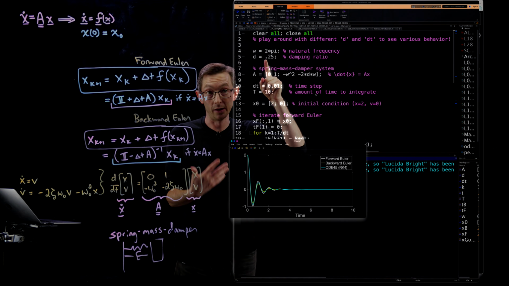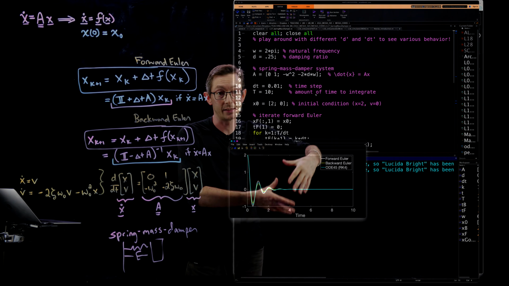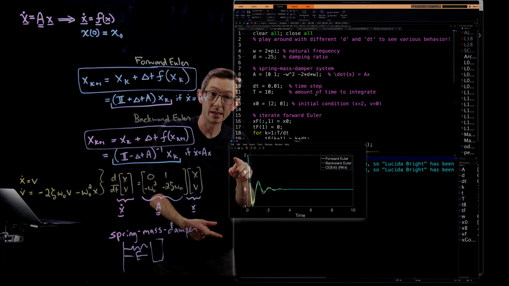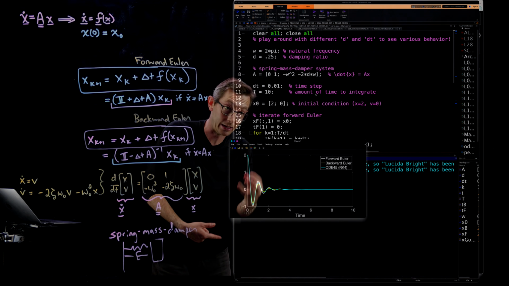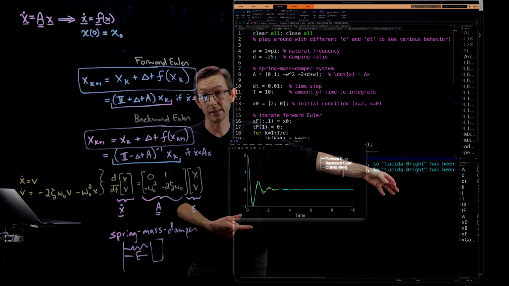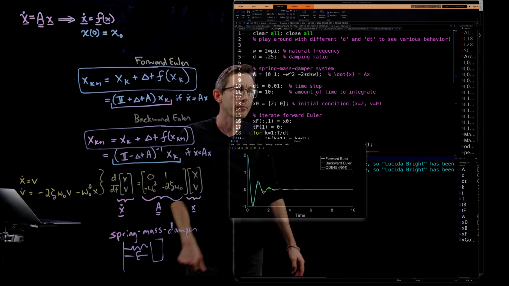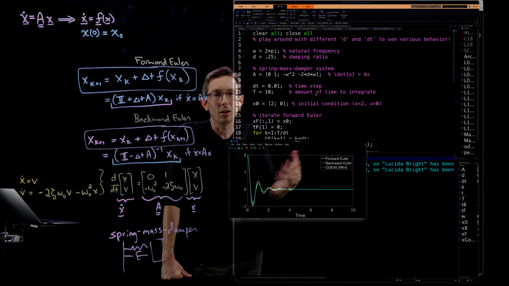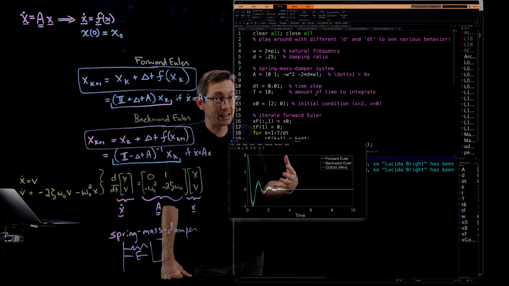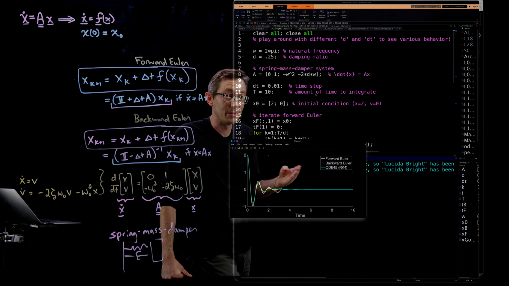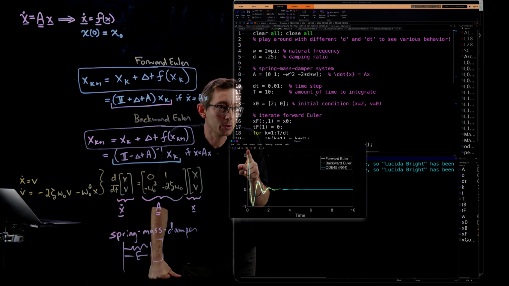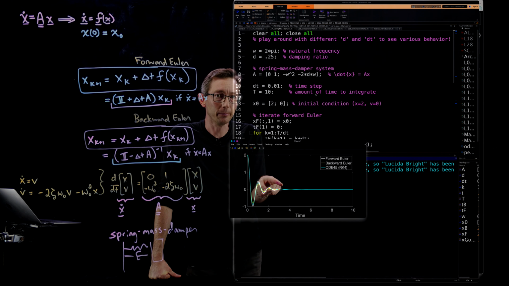So D is less than 1, so this is underdamped, which means it oscillates, the mass oscillates as it dies out. And that's exactly the behavior you see here, is that it started at position 2 and it's oscillating as it dies out to 0. This is the position versus time. And you can see that all three of these agree pretty closely. So for all intents and purposes in this example, the fourth order Runge-Kutta scheme is kind of the truth because it's very accurate. And so that blue curve is kind of the truth here.